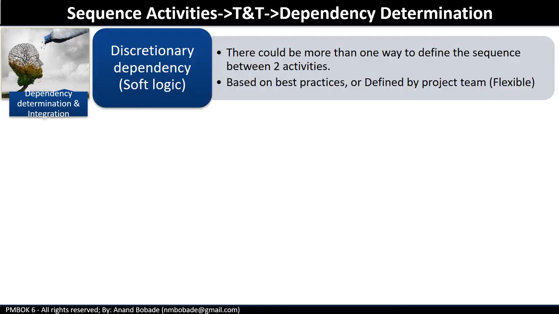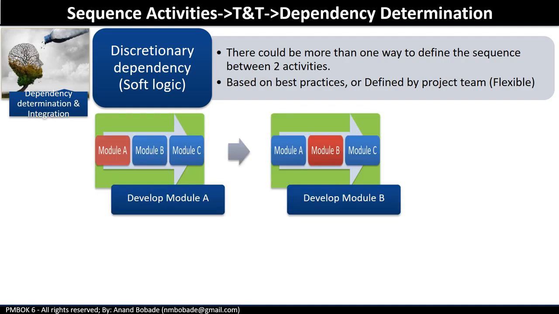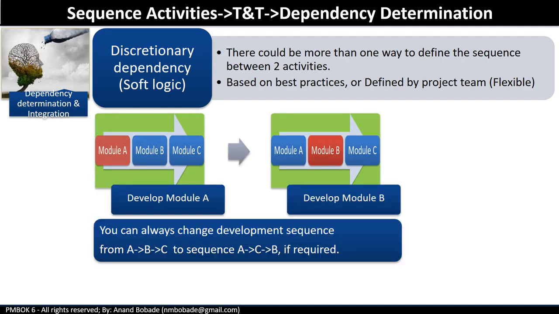Discretionary dependencies. These are the dependencies that are established through best practices within a particular industry. Discretionary dependencies are not set in stone like mandatory dependencies. They can be modified if necessary, whereas if you remember, mandatory dependencies cannot be modified. Let's take an example. If a project team has decided to do module development in a sequence of module A followed by module B and then module C during the planning, then you can always change the sequence to module A followed by module C and module B if required based upon some project management needs.